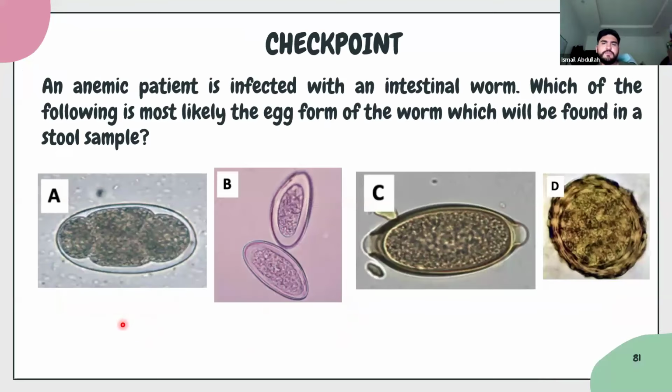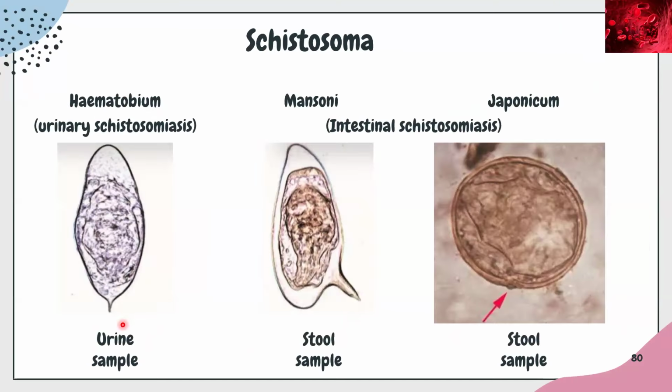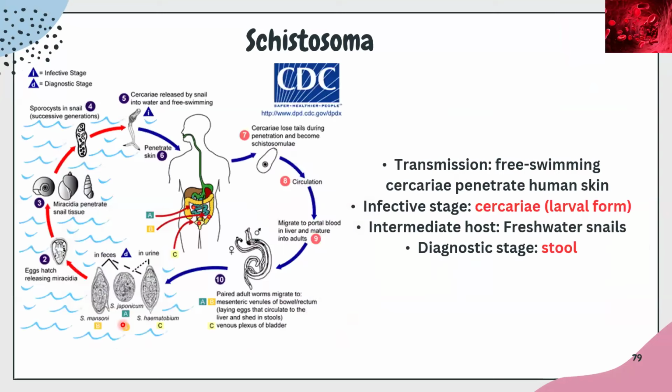So let's answer some questions before we proceed. So Ismail, yeah, tell me. So basically, I think you said in the previous slide that sometimes they give you the life cycle and point... No, not the life cycle. They would tell you the host, like, which of the following has snail as a host? You know what I mean?